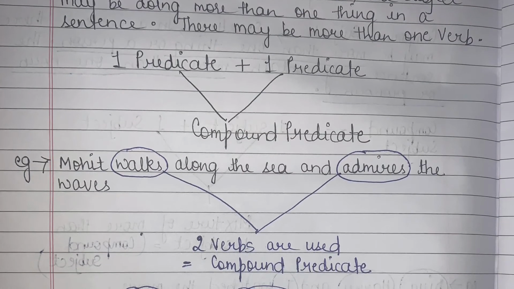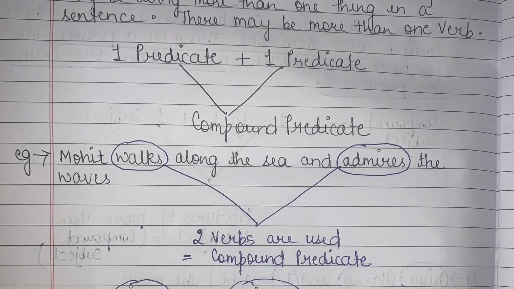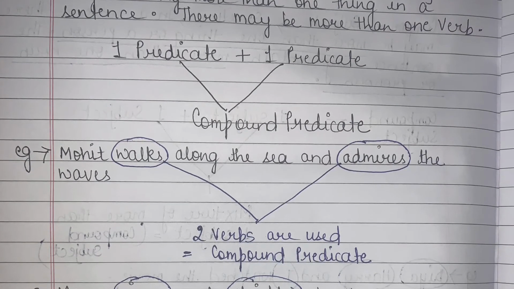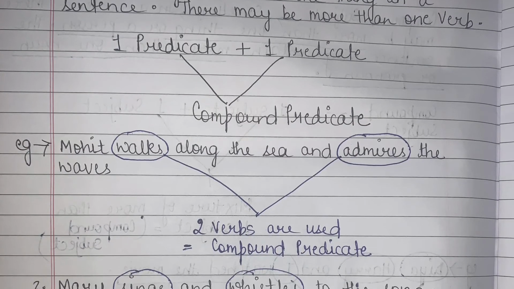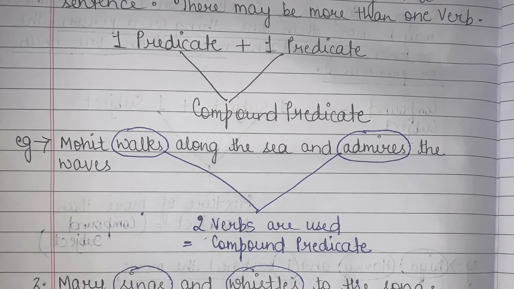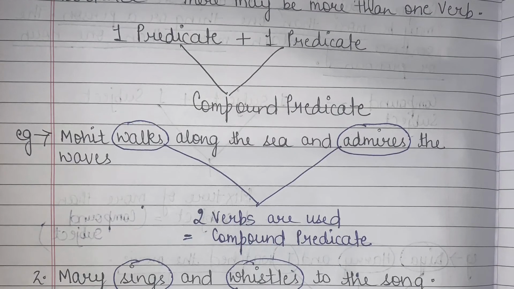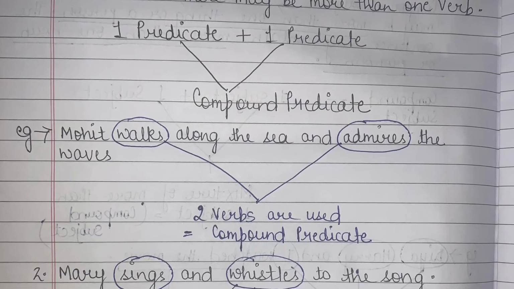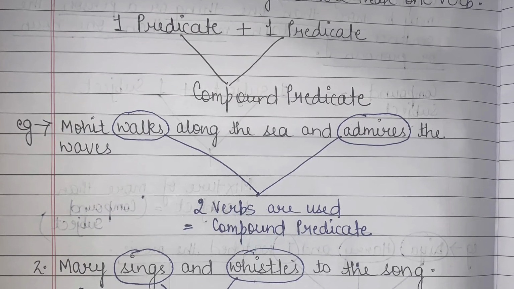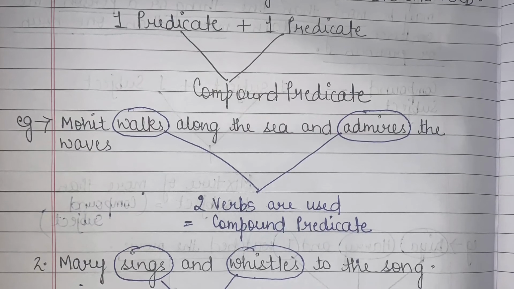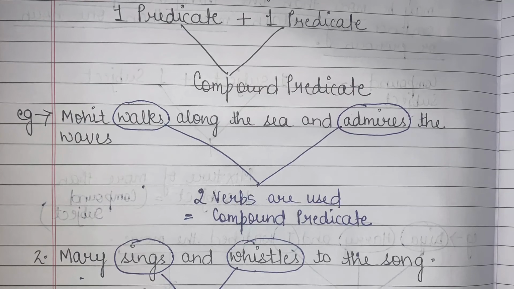So we have this example: Mohit walks along the sea and admires the wave, right? So now when I have this sentence, firstly we have to find out the subject. So what is my subject in this concerned sentence? Who is walking along the sea? Yes, we have to ask the question, who is walking? It is Mohit. Yes, so Mohit is my one subject in this sentence.